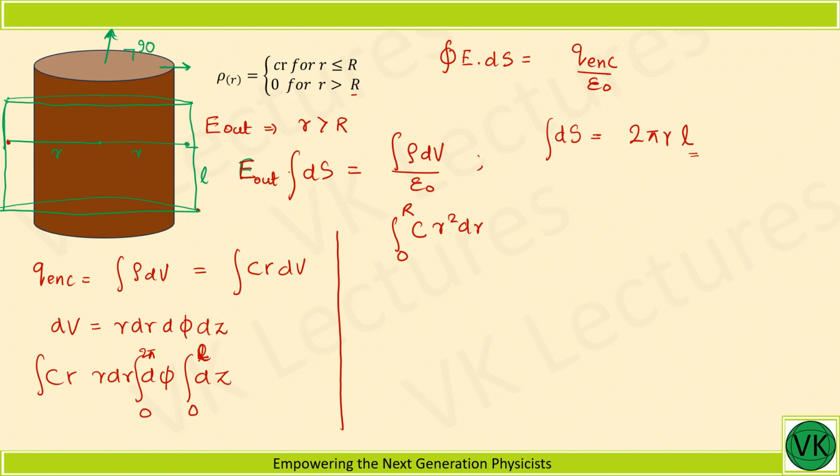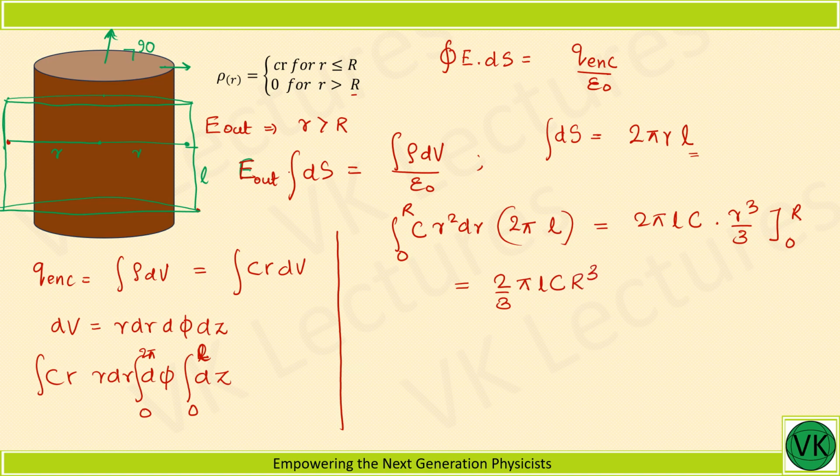Then the integral of d phi is 2 pi, and the integral of dz is L. So this is constant now. So 2 pi L C into the integral of r squared, which is r cubed by 3, with limits from 0 to R. So the integral yields 2 by 3 pi L C capital R cubed.